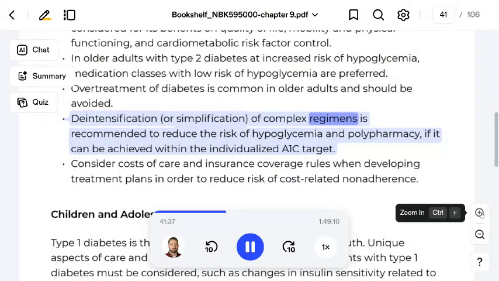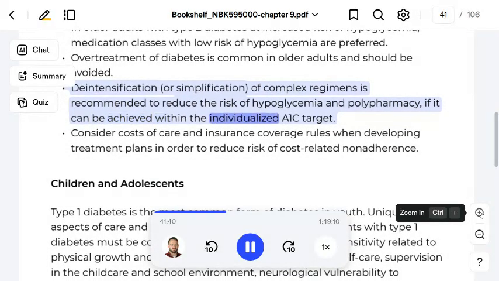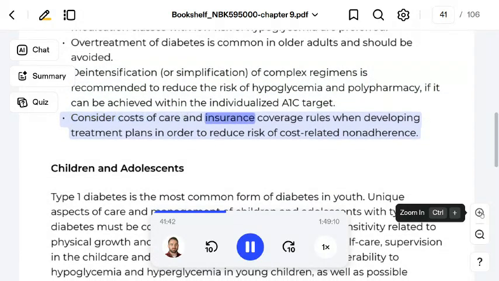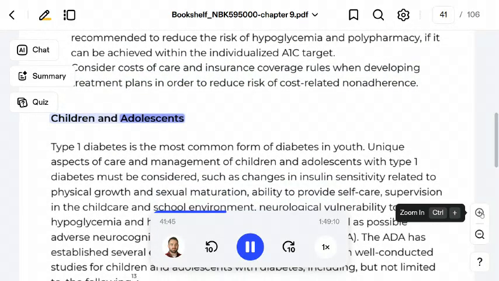De-intensification of complex regimens is recommended to reduce the risk of hypoglycemia and polypharmacy, if it can be achieved within the individualized A1C target. Consider cost of care and insurance coverage rules when developing treatment plans in order to reduce risk of cost-related non-adherence. Children and adolescents.